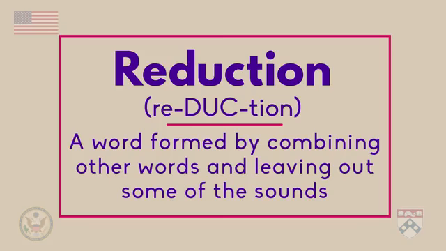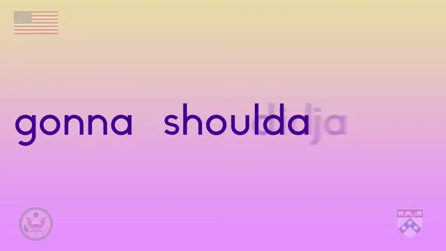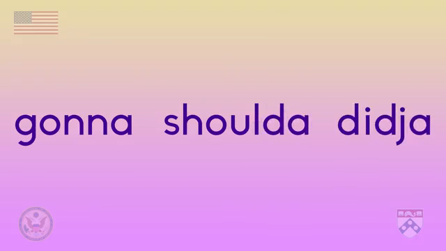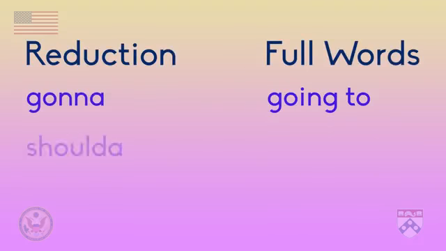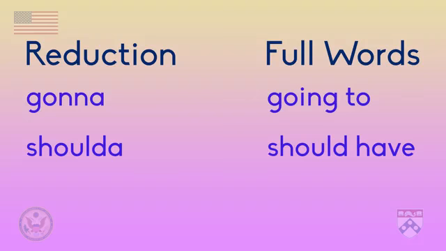You've probably already heard native speakers use words like gonna or shoulda or didya. These aren't new vocabulary words. They're reductions. Gonna comes from the words going to. Shoulda comes from should have, and didya comes from did you. Let's look at how these and other reductions are formed.